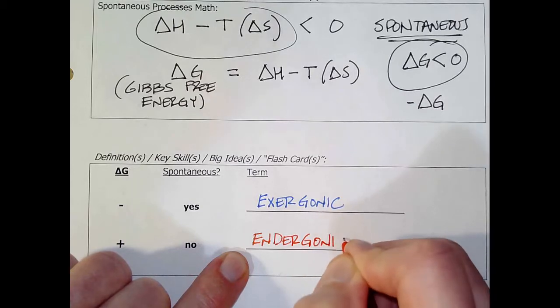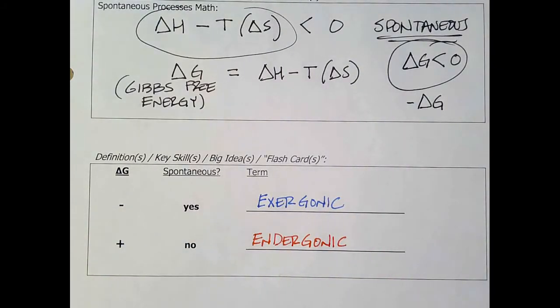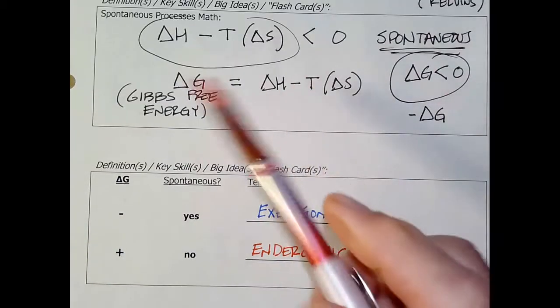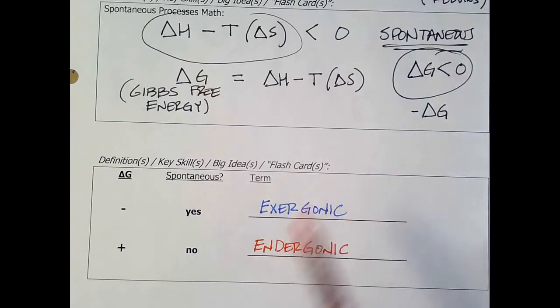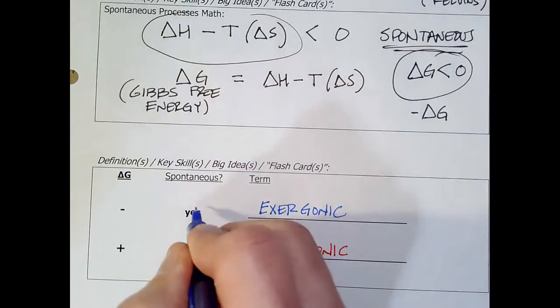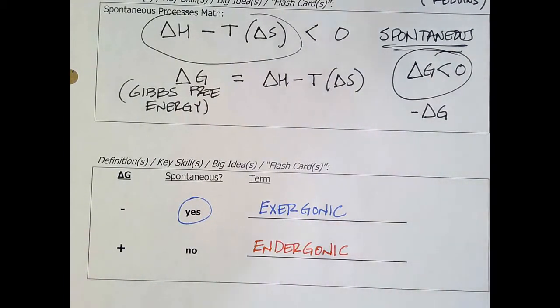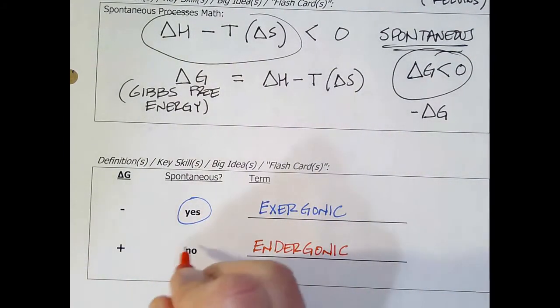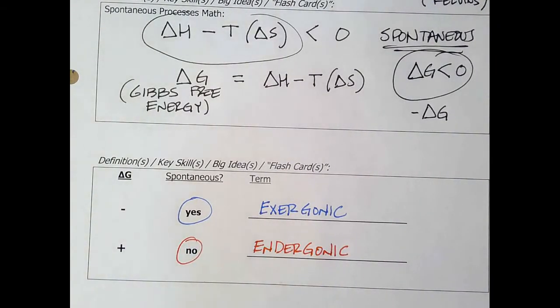Okay, so there's the math. That's what we're looking for. Now we have a new term. Exergonic just means, oh yeah, that'll happen. You get it started, it'll keep going. Endergonic means nope, it will not do it unless you do something else to make it happen.